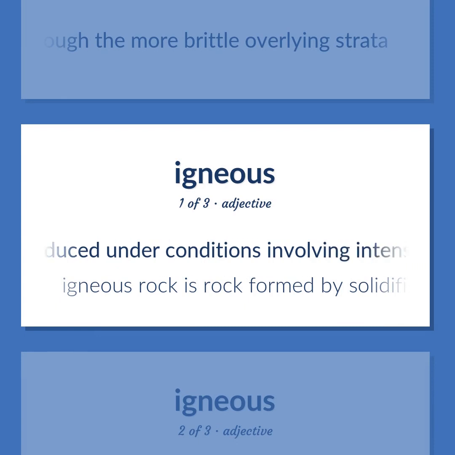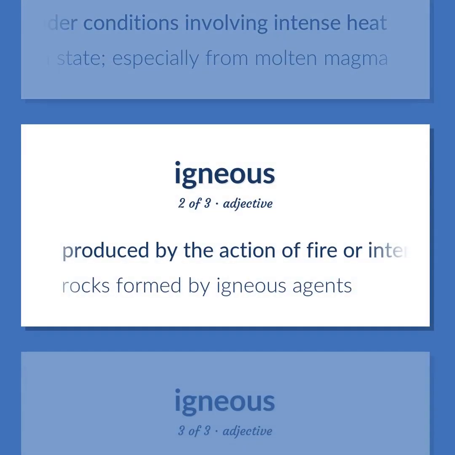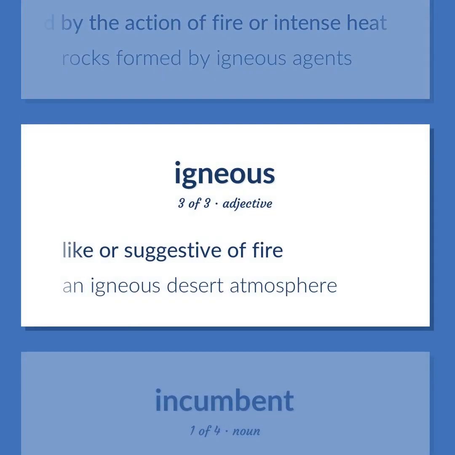Produced under conditions involving intense heat. Igneous rock is rock formed by solidification from a molten state, especially from molten magma. Produced by the action of fire or intense heat. Rocks formed by igneous agents. Like or suggestive of fire. An igneous desert atmosphere.